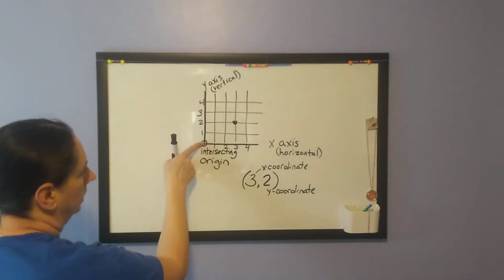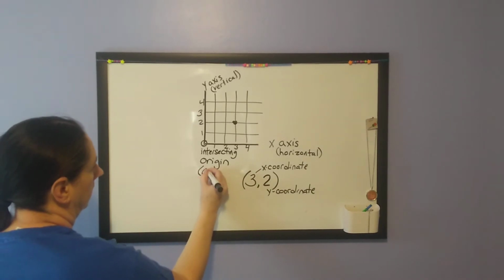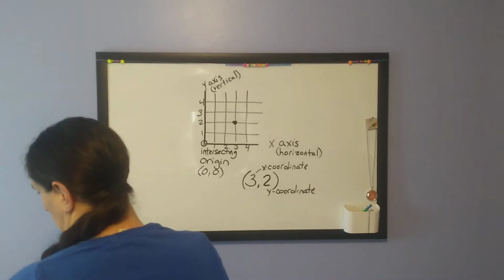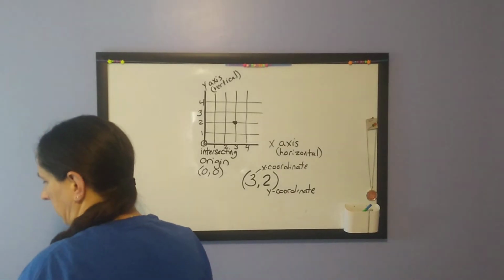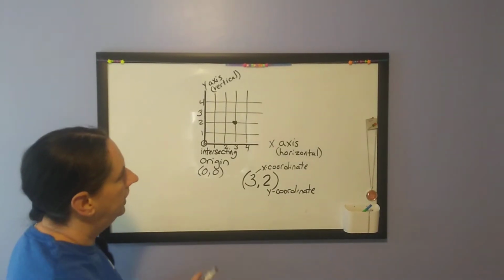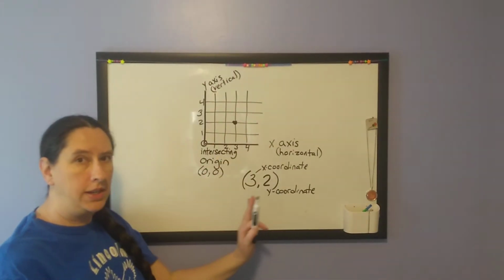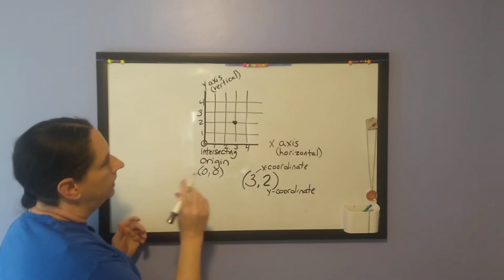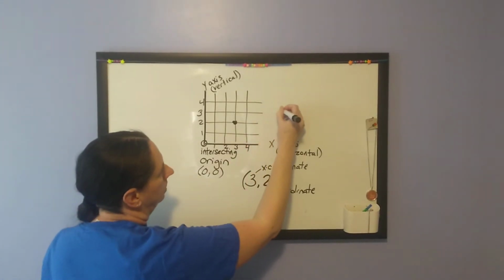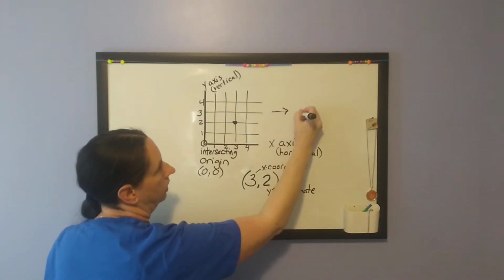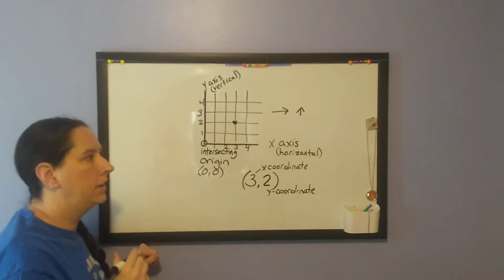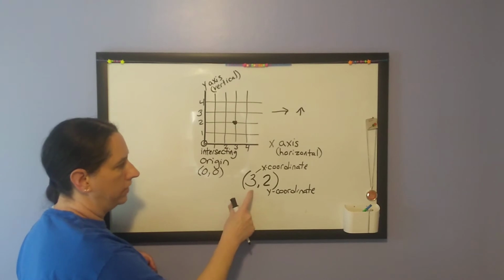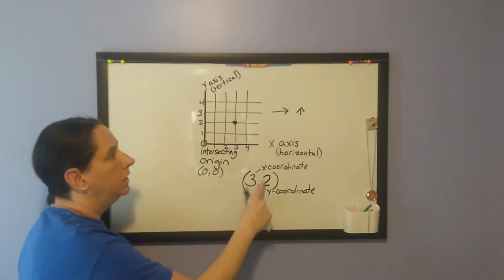So our origin is at 0, 0. Now, this is what we need to know in 5th grade. And you might have teachers telling you, go to the right and then go up. Which is true in 5th grade because we would go to the right 3 and up 2.